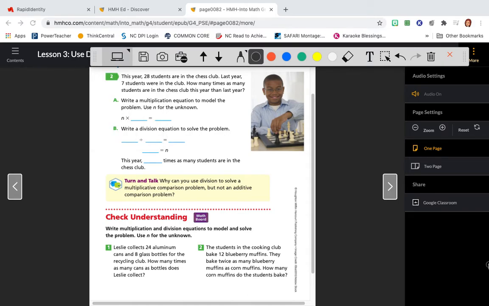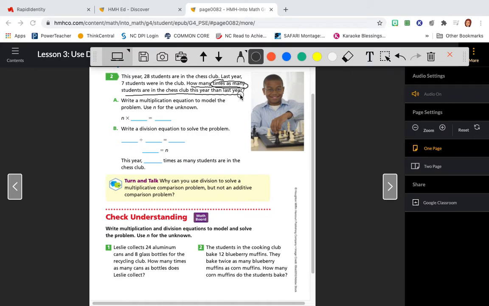This year, 28 students are in the chess club. Last year, 7 students were in the club. How many times as many students are in the chess club this year than last? So look at those key words. Times as many. So we're going to multiply. Our question is, how many times as many students are in the chess club this year than last year?